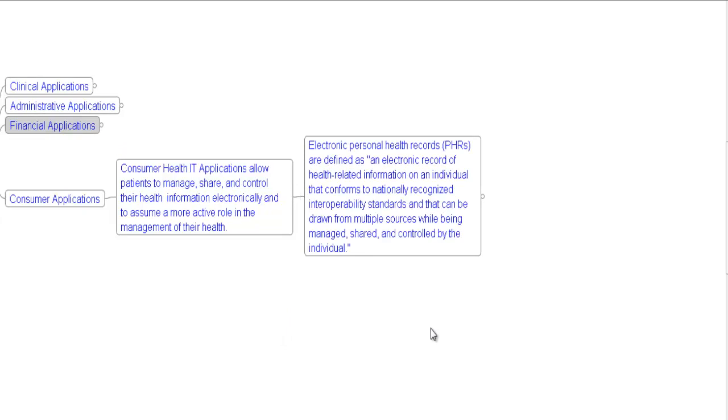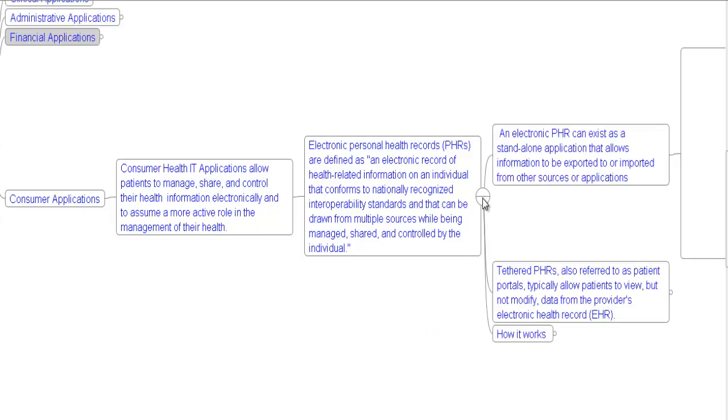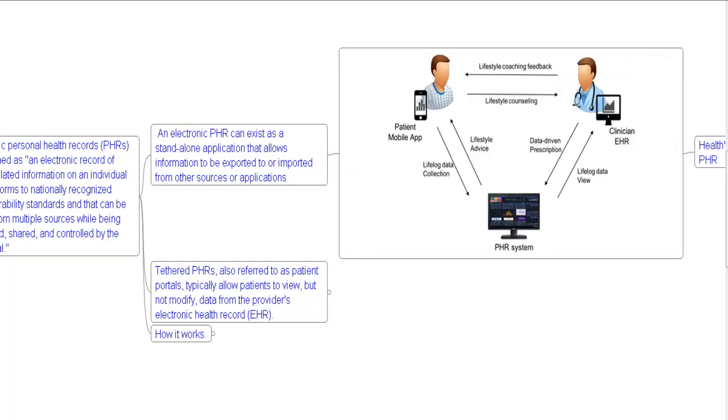Electronic personal health records (PHRs) are defined as an electronic record of health-related information on an individual that conforms to nationally recognized interoperability standards and that can be drawn from multiple sources while being managed, shared, and controlled by the individual. An electronic personal health record can exist as a standalone application that allows information to be exported or imported from other sources or applications.